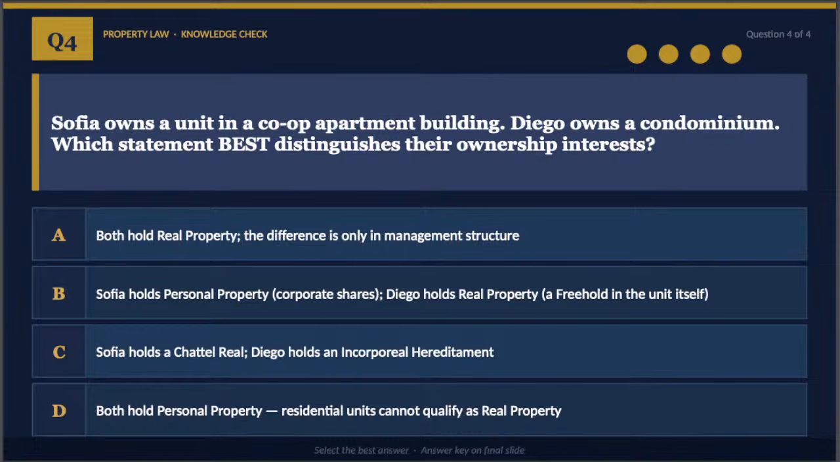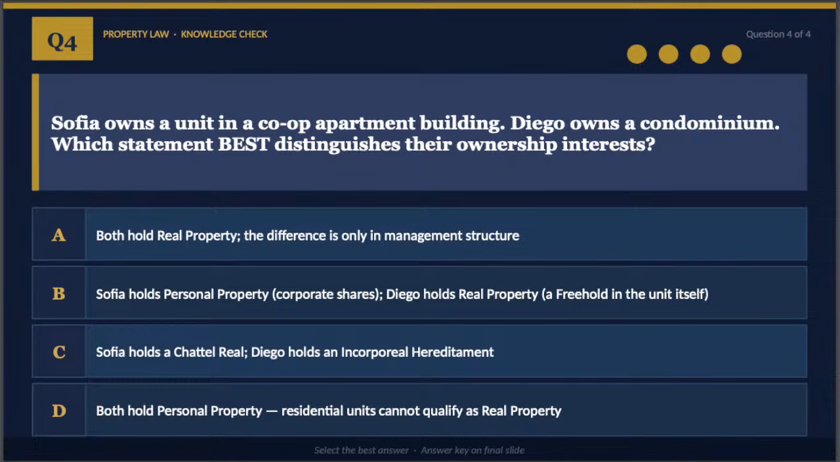Question 4. Sophia owns a unit in a co-op apartment building. Diego owns a condominium. Which statement best distinguishes their ownership interest? A, both hold real property. The difference is only management structure. B, Sophia, who has a unit in a co-op, owns personal property, corporate shares. Diego holds real property, a freehold in the unit itself. C, Sophia holds a chattel real. Diego holds an incorporeal hereditament. Or D, both hold personal property. Residential units cannot qualify as real property.